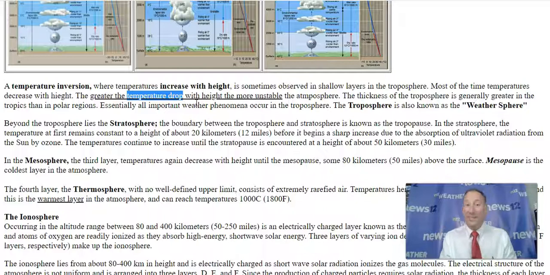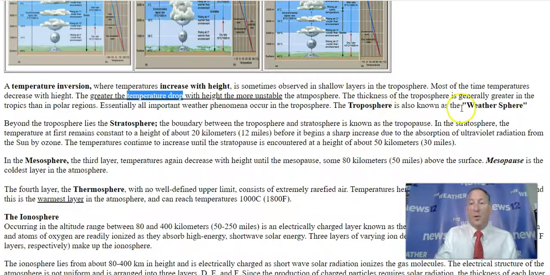What does unstable mean to you? More clouds, thunderstorms, heavy rain, heavy snow. That's what we're going to be looking at in other chapters. But to generally give you an idea, if the temperature decreases with height, you have unstable air. If the temperature increases with height, you have stable air.